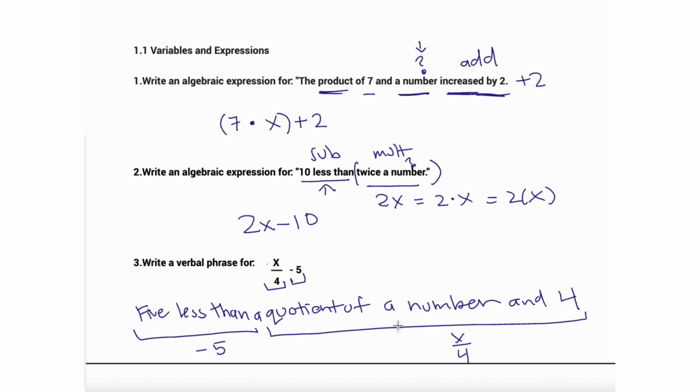So it makes sense to say 5 less than first, versus a quotient of a number and 4, then take away 5, right? It just flows better in English for you to say 5 less than a quotient of a number and 4.